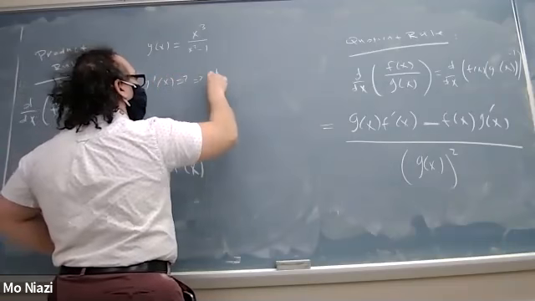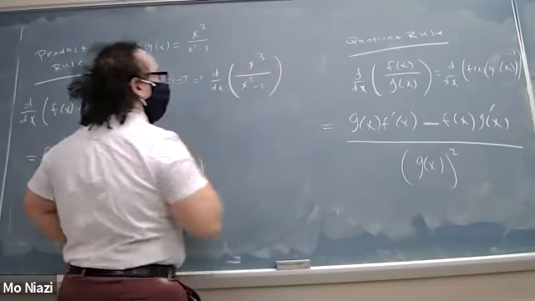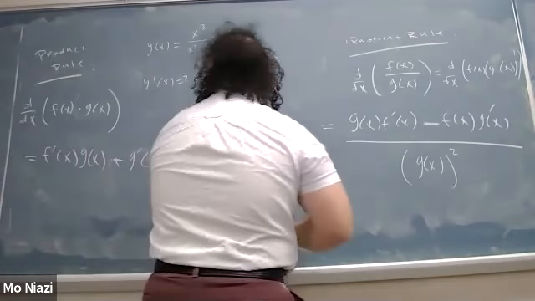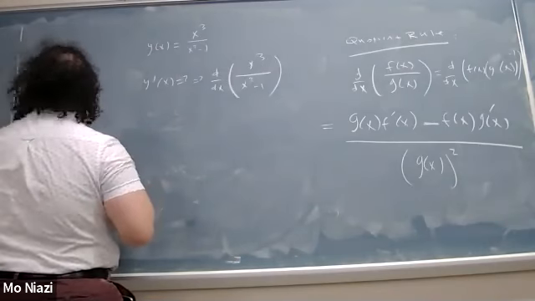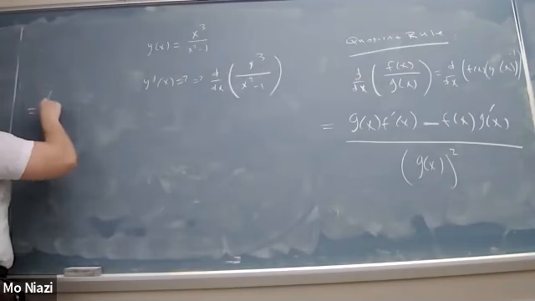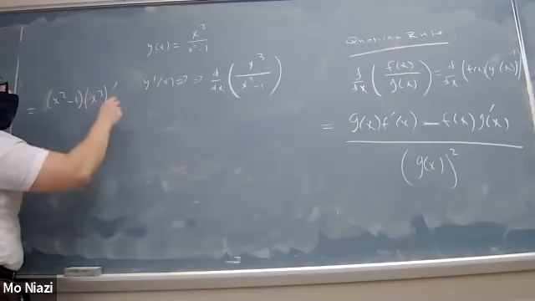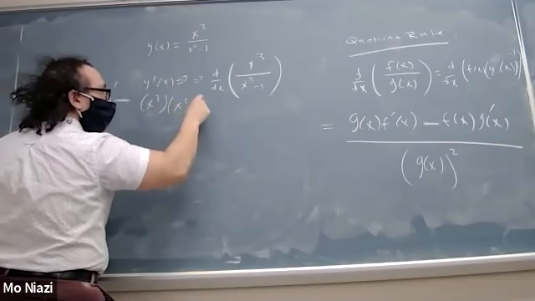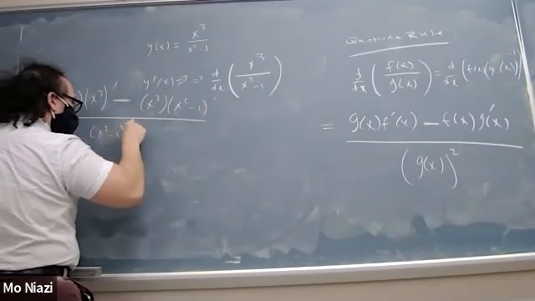Well, that's the d/dx of this. And the d/dx of that invokes the quotient rule. So I'll erase the product rule here. That uses the quotient rule. So that's equal to the bottom function times the derivative of the top, minus the top times the derivative of the bottom. Everything divided by the bottom squared.